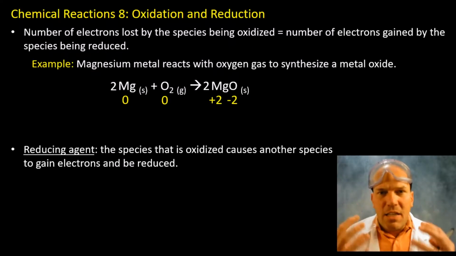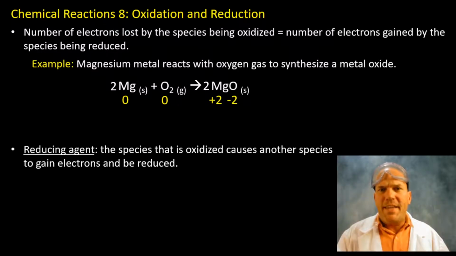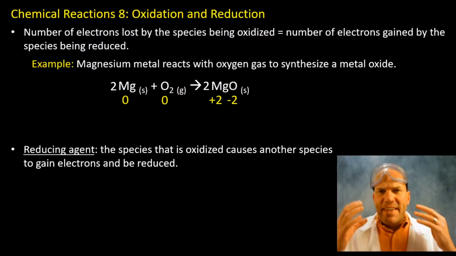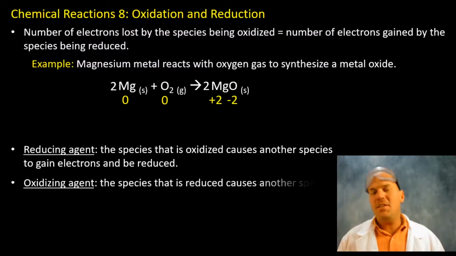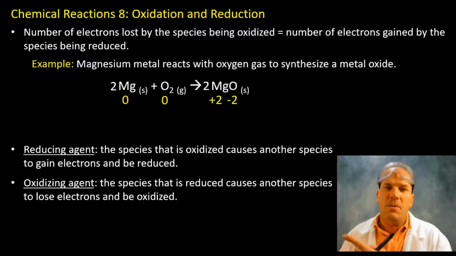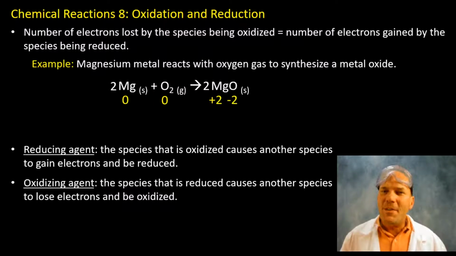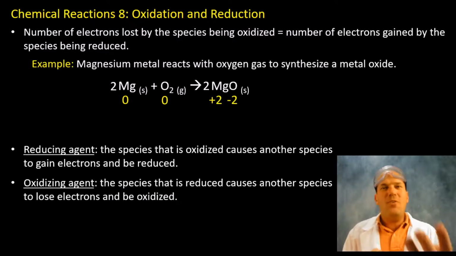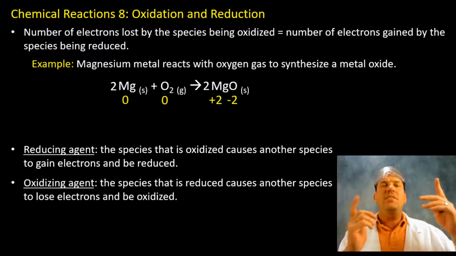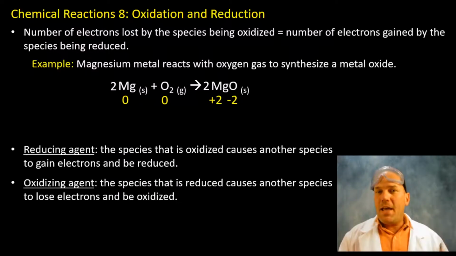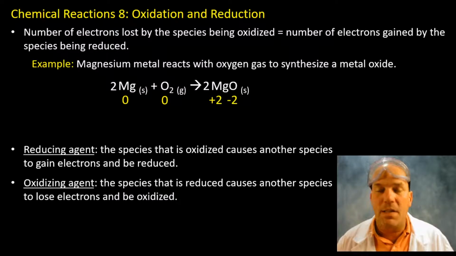Grr, gain electrons, reduction. Okay, oil rig, reduction is gain of electrons. So an oxidizing agent, on the other hand, is the species that is being reduced. In other words, its oxidation number is decreasing because it's taking or gaining electrons. That's going to cause another species to lose electrons. And that species that is losing electrons is being oxidized.